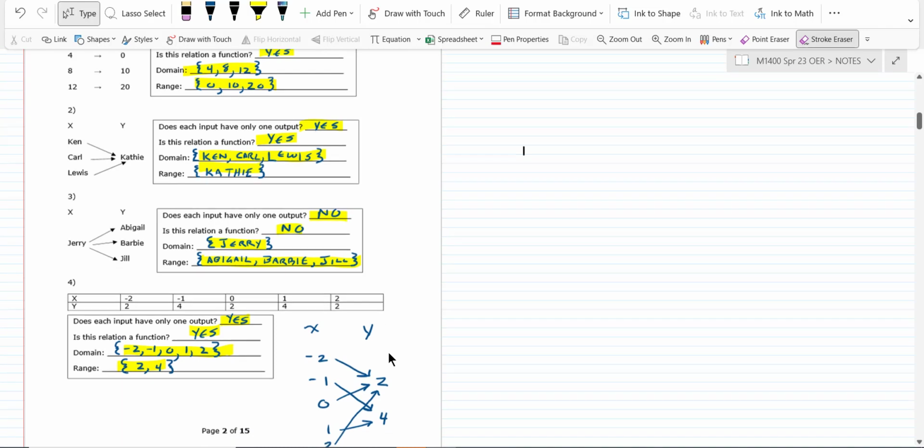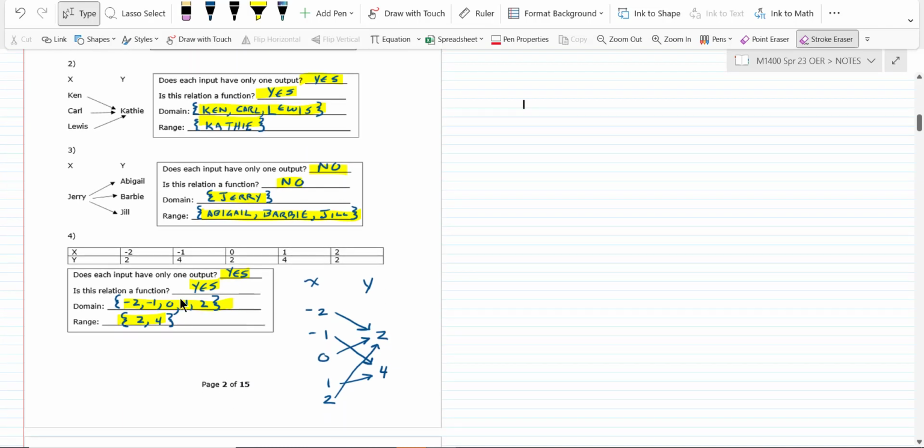Okay, like that. Example number four, what we have on this is a function. The domain is all of the x's, and the range is the y's. Now notice on the range, I don't write 2, 4, 2, 4, 4, 2. I just write the two elements, okay?